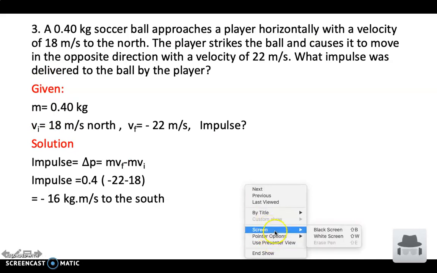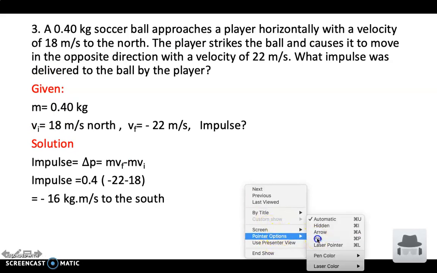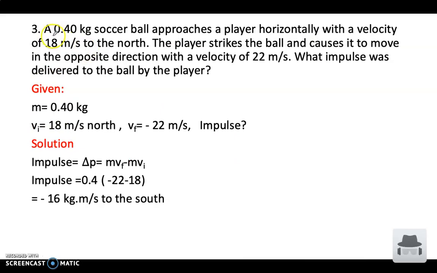Use the pen again. Just give me 1 minute. You have a 0.4 kilogram soccer ball. So I have the mass, I have to write it down. It approaches a player horizontally. Now remember, horizontal, it means what? X-axis. That's right. X-axis. This is horizontally.